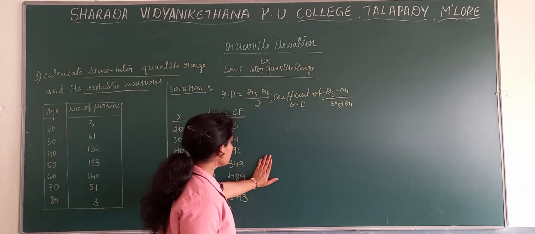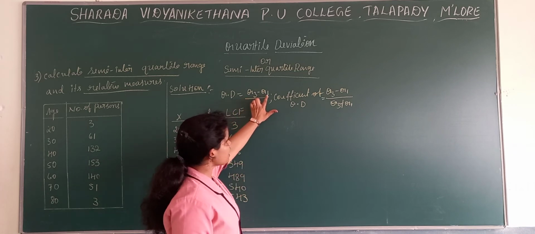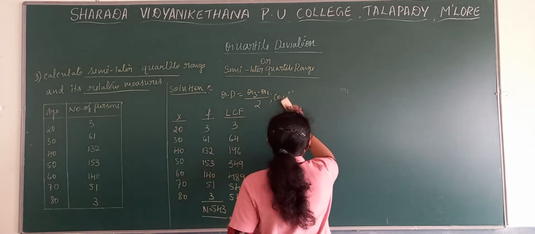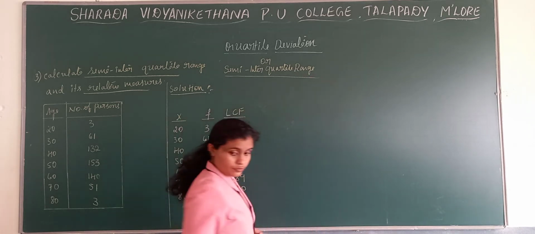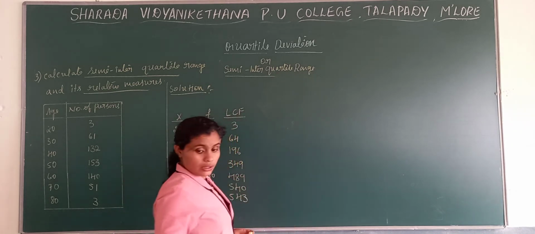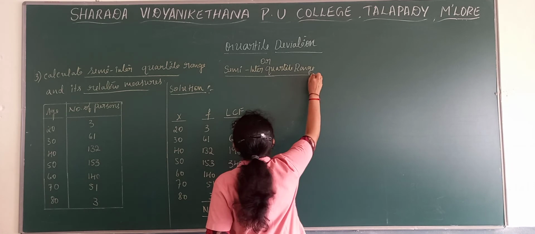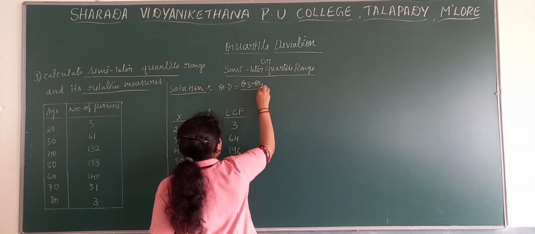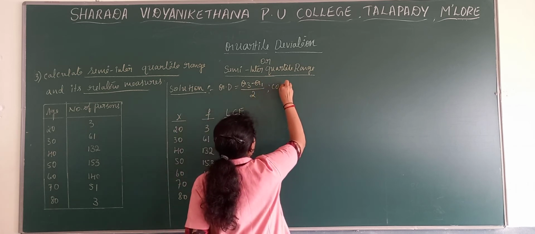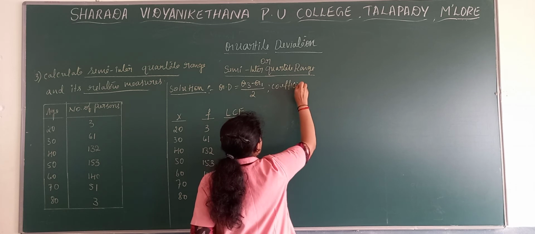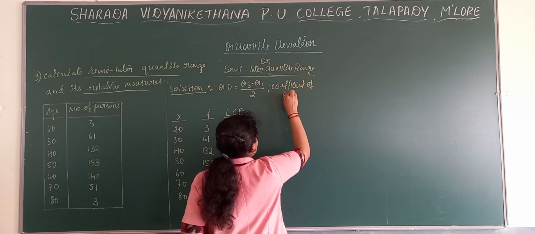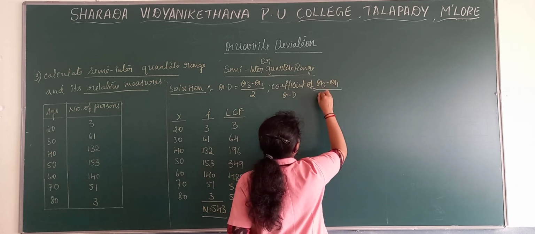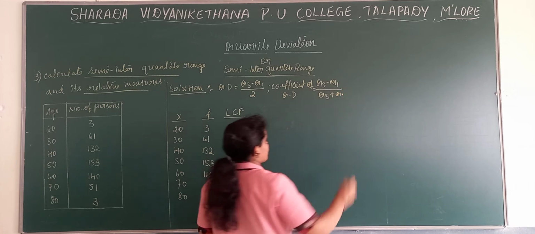Then now we need to find out what we require here: Q3 and Q1. So we find out Q3 and Q1, and write once again the formula. Quartile deviation is Q3 minus Q1 divided by 2, and coefficient of quartile deviation is Q3 minus Q1 divided by Q3 plus Q1.